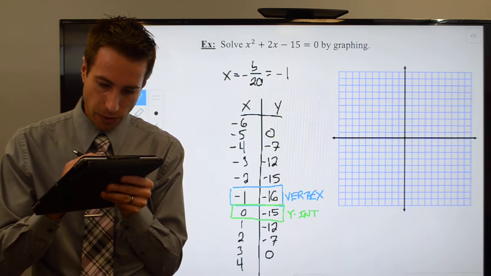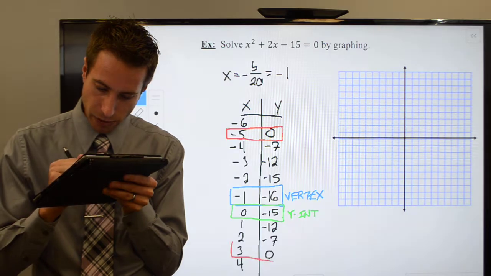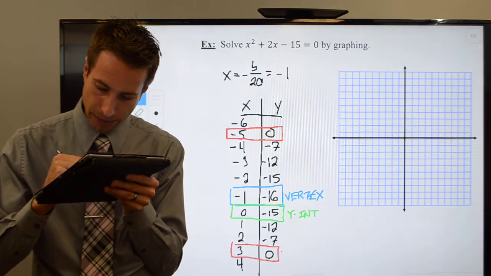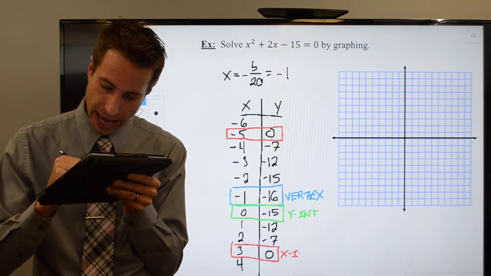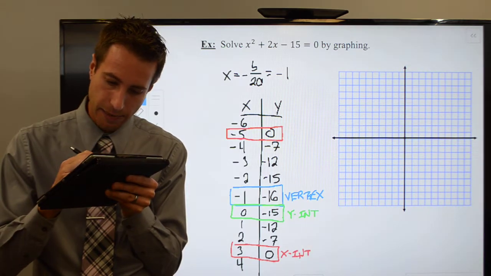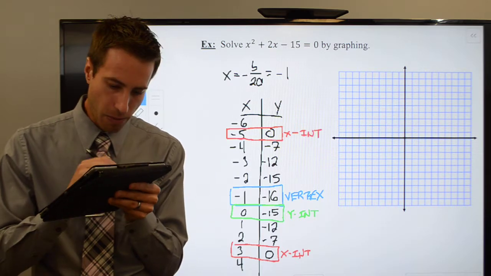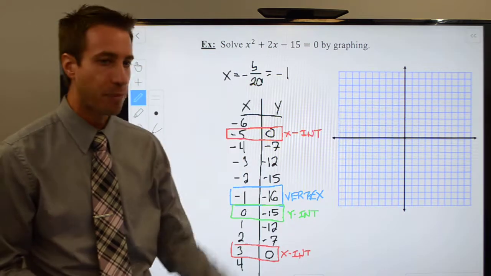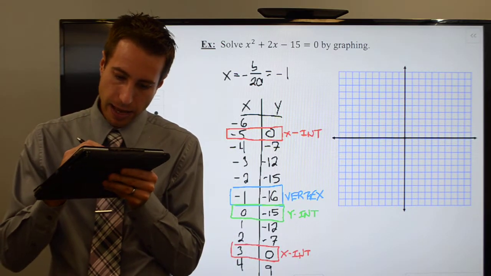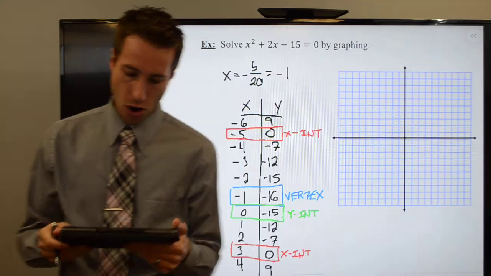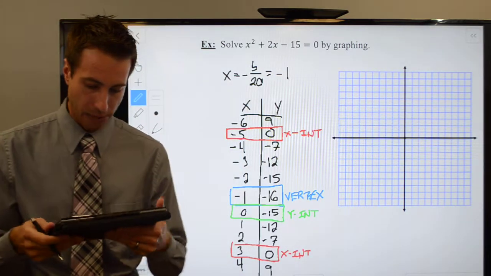All right, so there we go. I have just found my x-intercepts. Whenever y is 0, you cross the x-axis. X-intercept, x-intercept. And one more, let's just see what happens. If I plug in a 4, you wind up getting 9 and 9. All right, let's go ahead and graph these points and see what my parabola looks like.